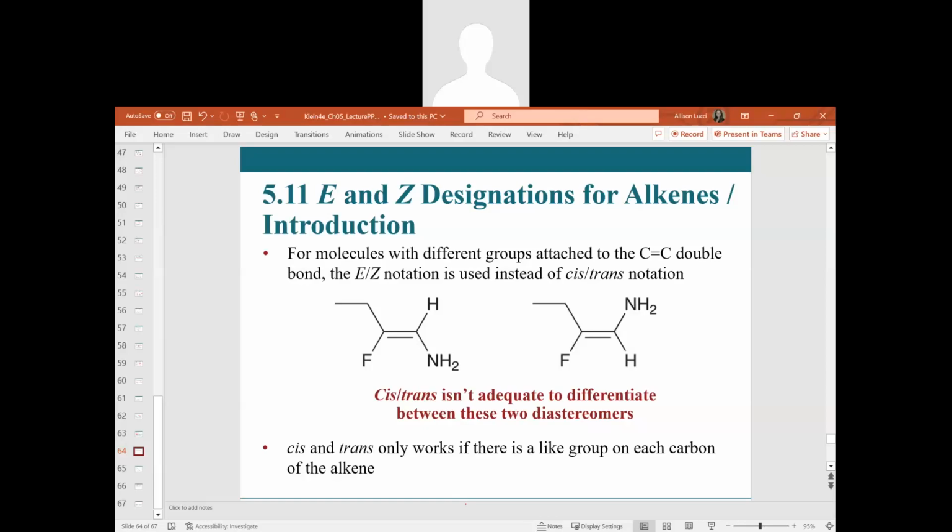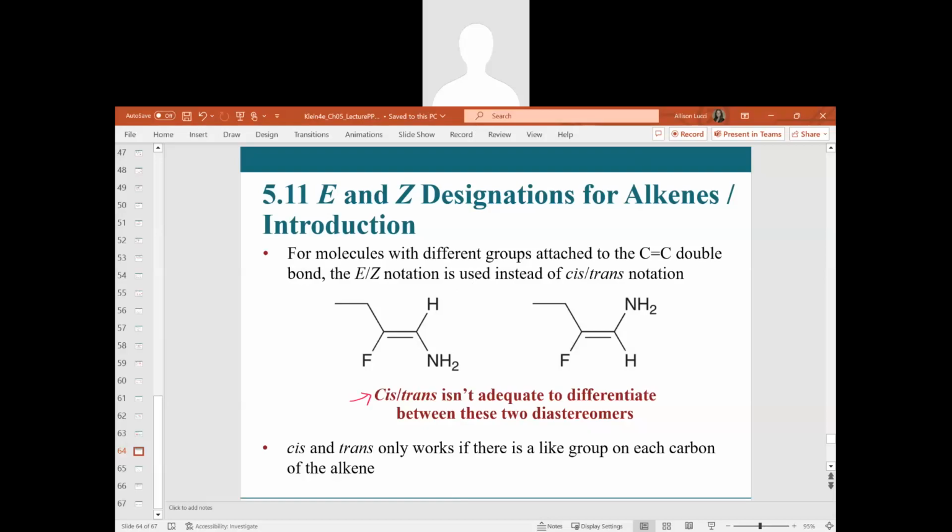So we've seen in the past when we have two of the same groups on a di-substituted alkene, we can use the notation of cis and trans, whether they're on the same side of the double bond, the same plane, or the opposite would be trans.